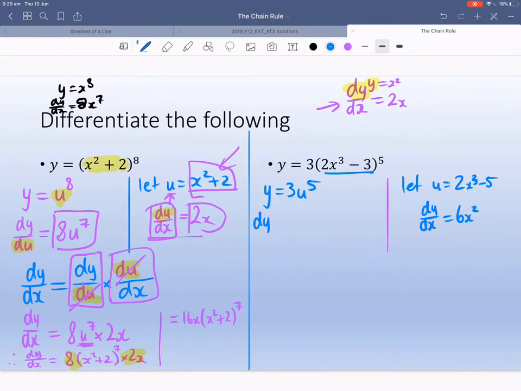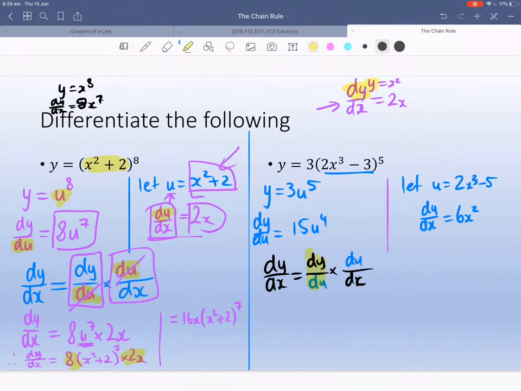On this side, I'm going y equals u to the 5, so that means dy/du is going to equal 15u to the 4. Now I'm going to put in my chain rule. dy/dx will be dy/du times du/dx. Now hopefully we already have dy/du. That's here, so it's 15u to the 4.